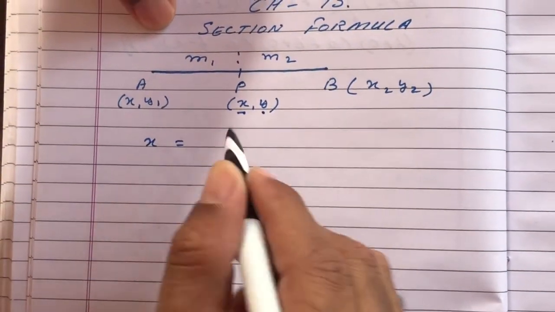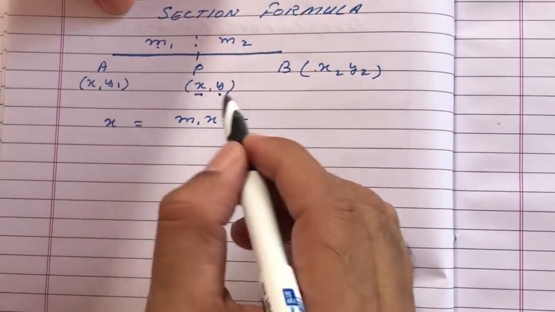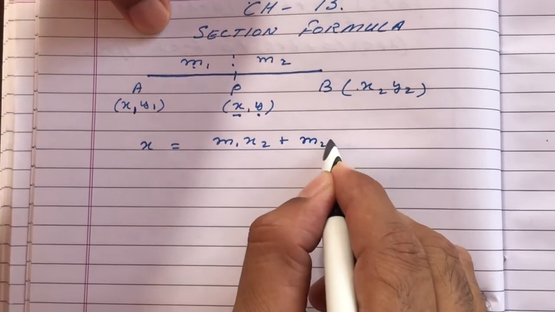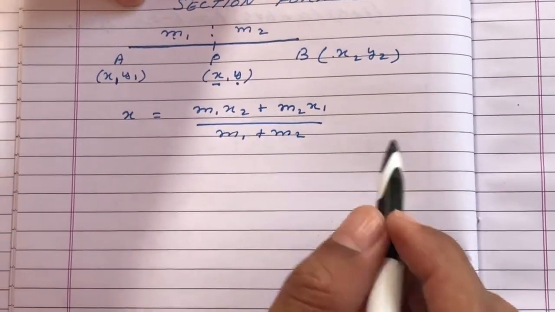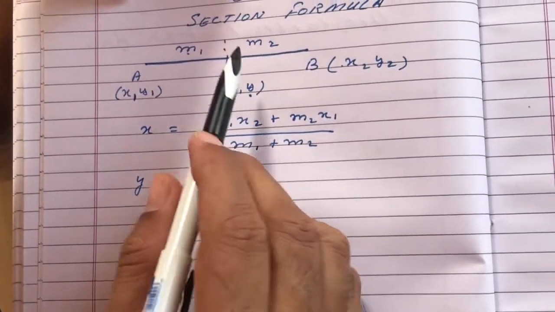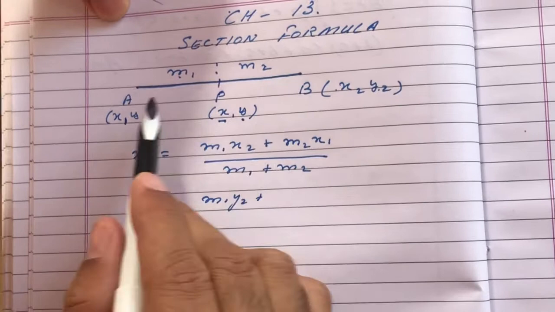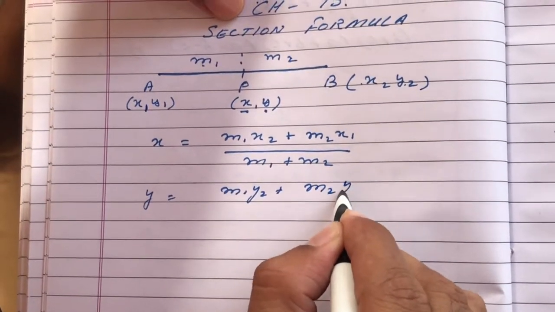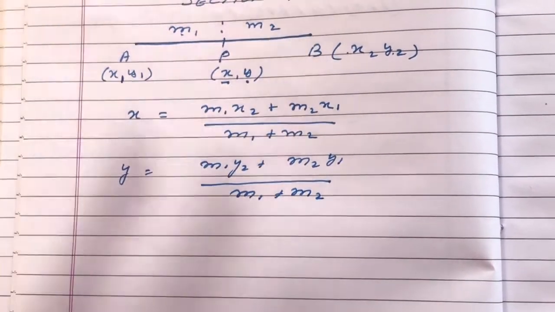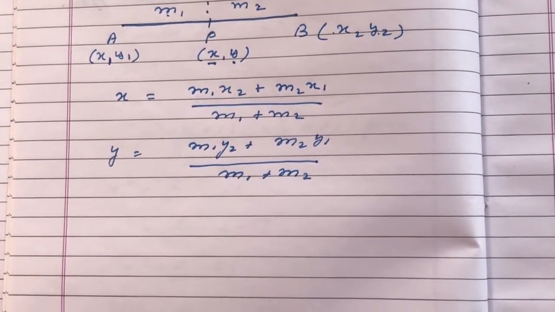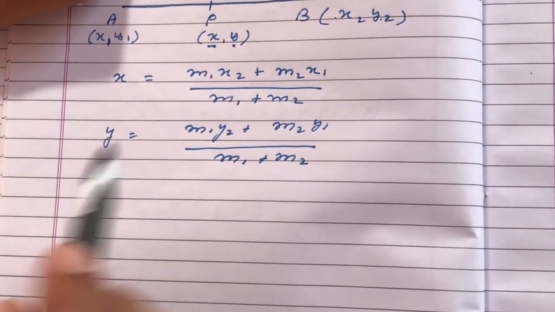How do we find x? For x it is m1 x2 plus m2 x1, we cross the ratio multiplication, upon m1 plus m2. Then how do we find y? Again I cross, m1 y2 plus m2 y1 upon m1 plus m2. So this is the formula to find the coordinates of P, x and y. This formula we will use in this chapter.